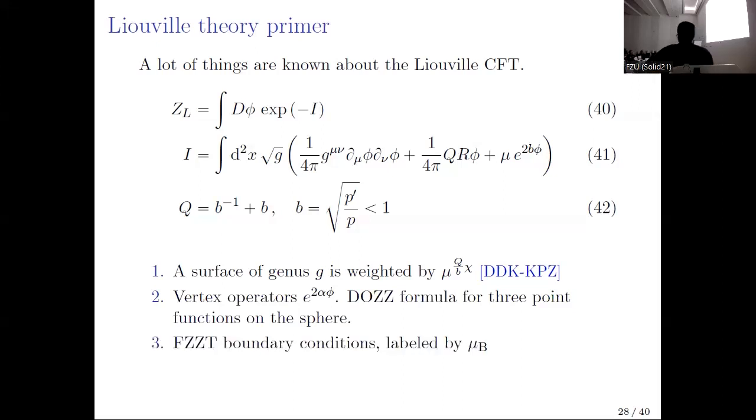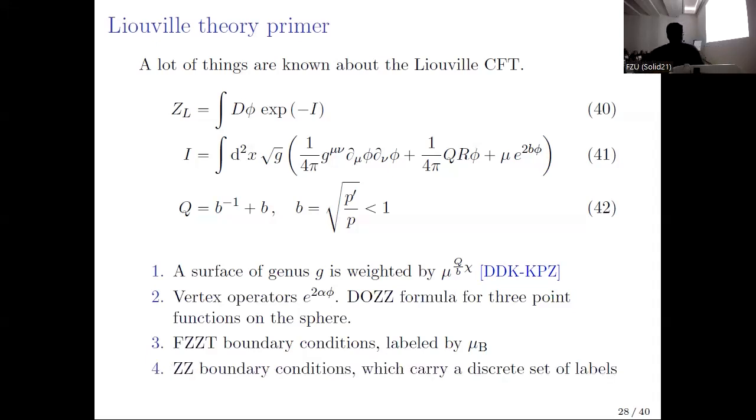And there are two kinds of branes. There are FZZT boundary conditions labeled by a parameter, the boundary cosmological constant. We are not interested in those. That was the answer to Charles' question. And then there are ZZ boundary conditions, which represent instanton effects, and they carry a discrete set of labels. The discrete set of labels correspond precisely to the maxima and minima of that potential I showed you. So for p equals 7, there would be 3 ZZ branes.